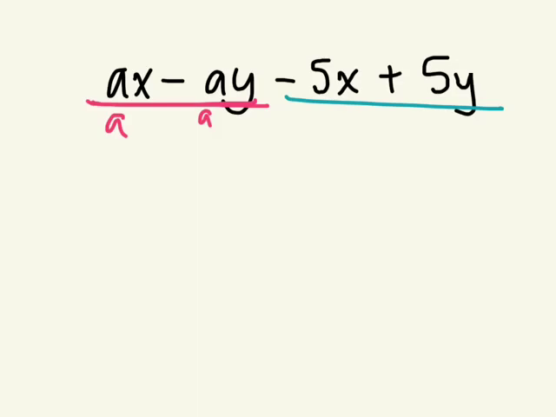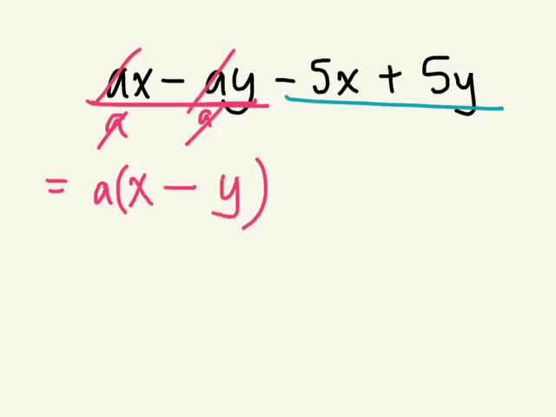A, right? So for the first part, I'm grouping because I know they have like terms. A, well, what's left? A divided by A cancels out. I'm left with x minus y. Okay, that's the first part. I factored the first part.